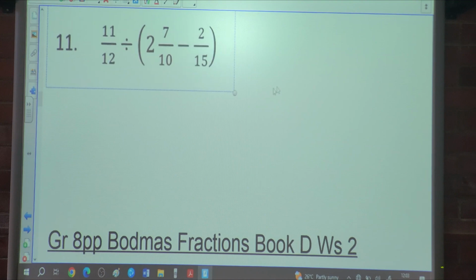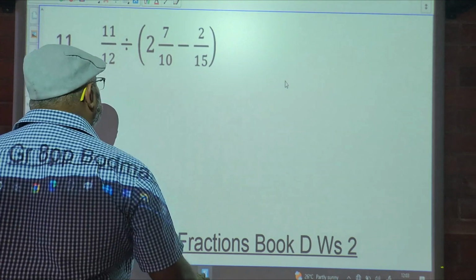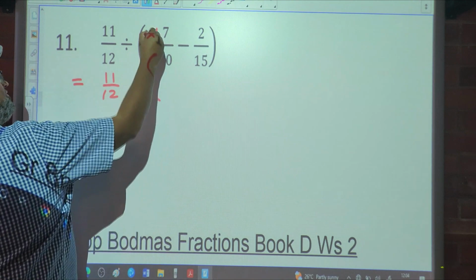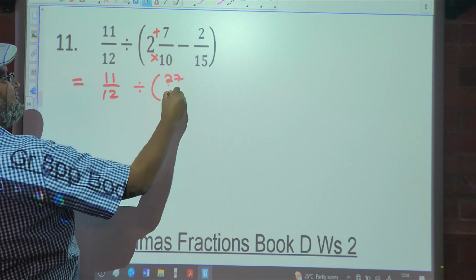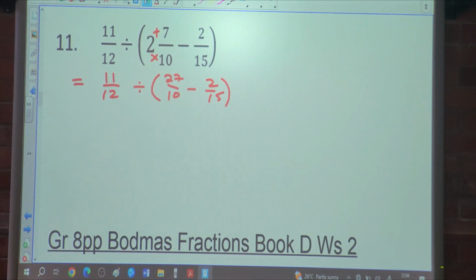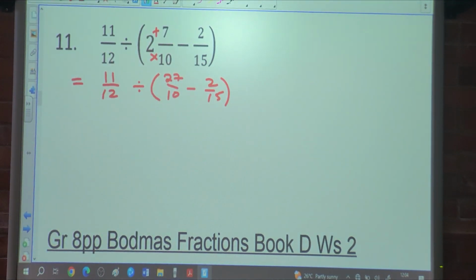The next one, number 11. Again, what needs to be done first here? The brackets. It's 11 over 12 divided by, change this to an improper fraction. It's going to give you 27 over 10 minus 2 over 50. So what do we do now? What do we do now? Change it to multiplication. No? We need to have one term inside the bracket, or one fraction, before we can change it to multiplication. So you're going to find an LCM first.